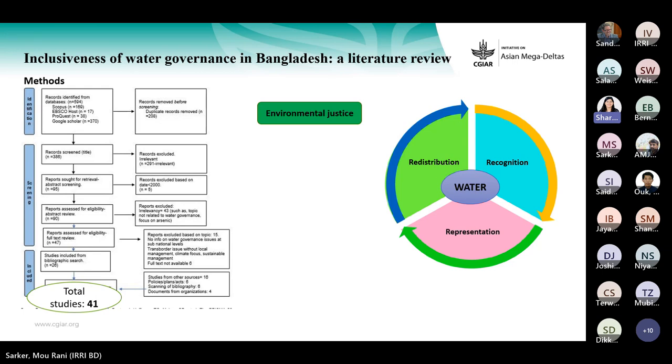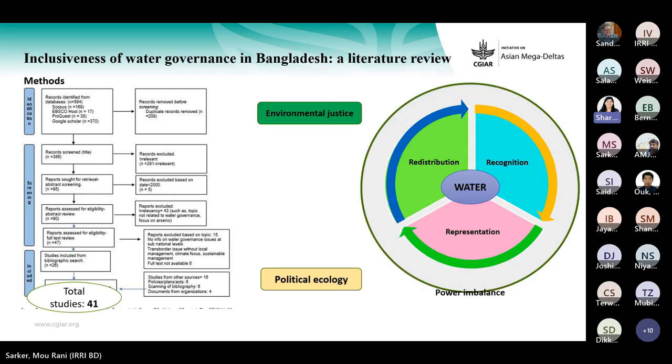So when we did this review, we looked into more inclusion aspects, to look into the environmental justice framework that says the environmental resources should be fairly distributed across different groups. And mainly, we looked into three main categories: recognition, representation, and redistribution. So in the recognition, we focused on whether they have equal respect or not, whether the policies and institutional mechanisms include these populations, women and marginalized populations or not.